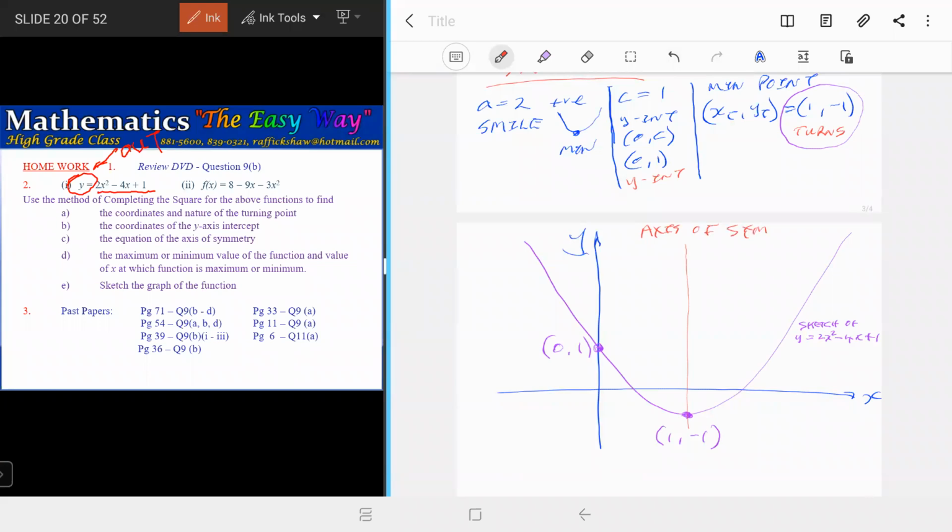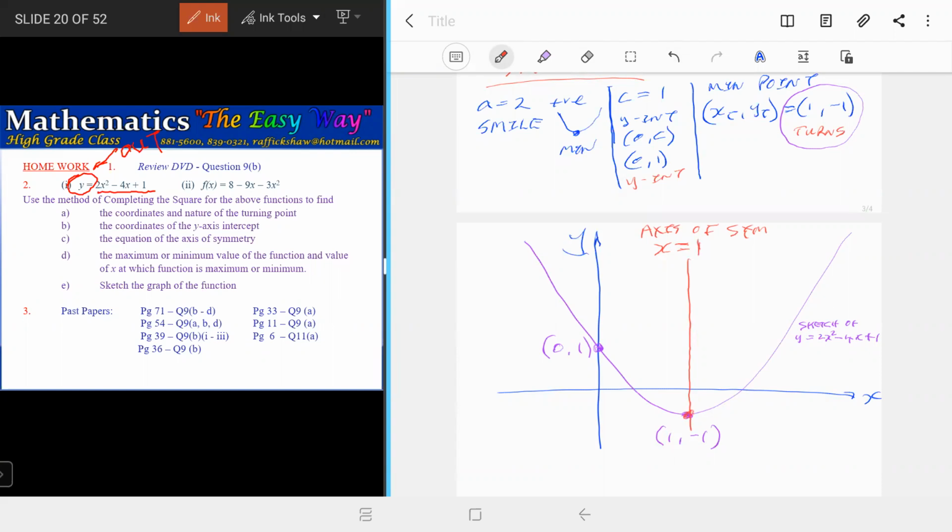And the equation of this axis of symmetry is x equals this. Draw it a little bit lower. It is x equals whatever the x value is here. X equals 1. That's the axis of symmetry, passing right through the turning point.